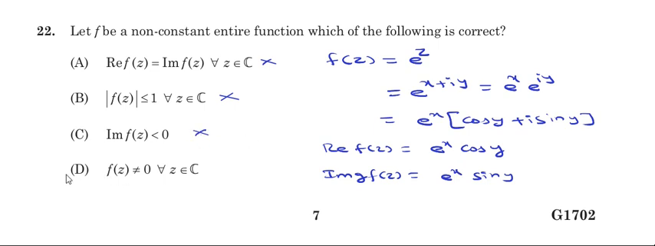So therefore, this one, option D, is correct. F of z is never 0 for every z in C. So option D is correct.